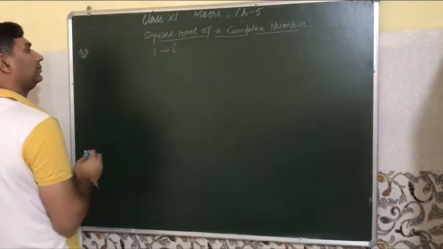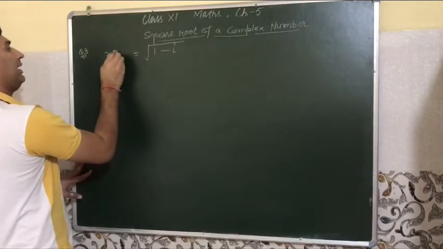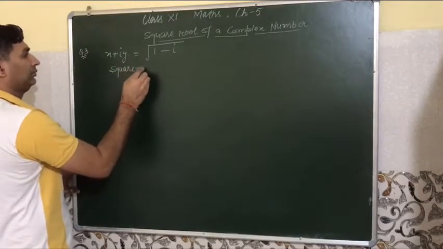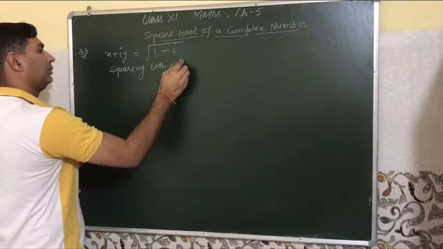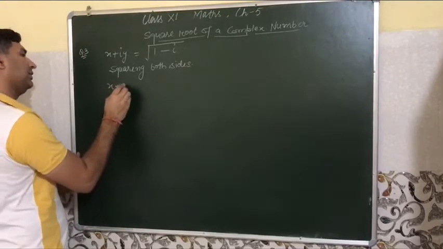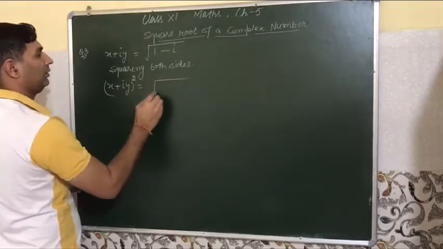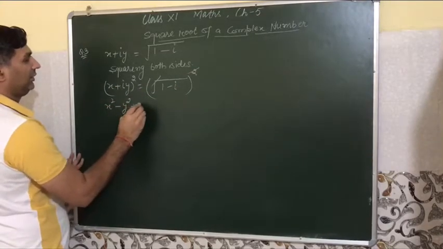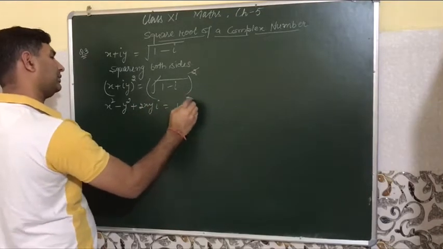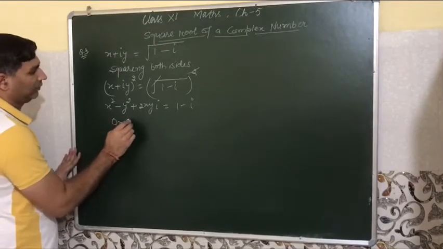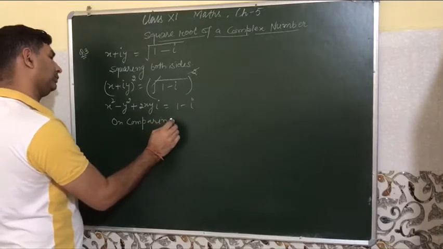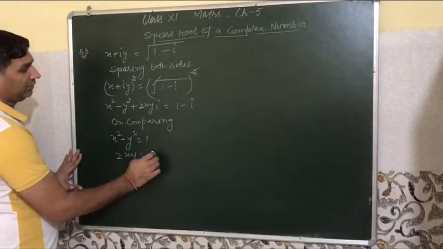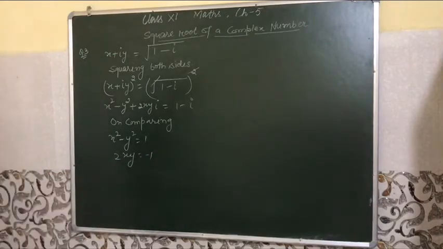This is to find the square root of 1 minus iota, and find their square root is equal to x plus iota y. Then squaring both sides, then (x plus iota y) square is equal to the square root of 1 minus iota and their square. This is x square minus y square plus 2xy iota is equal to 1 minus iota. On comparing, x square minus y square is equal to 1 and 2xy is equal to minus 1.